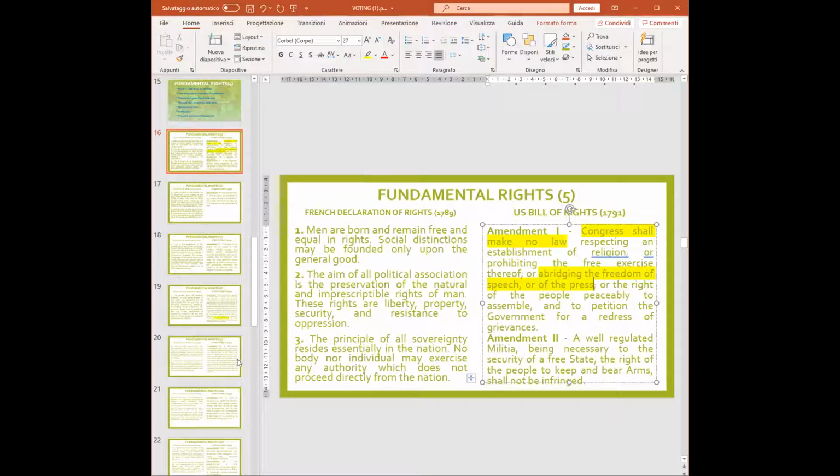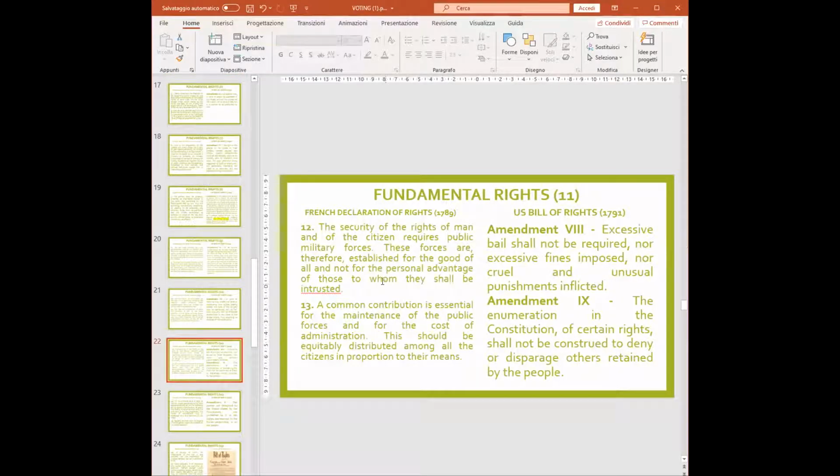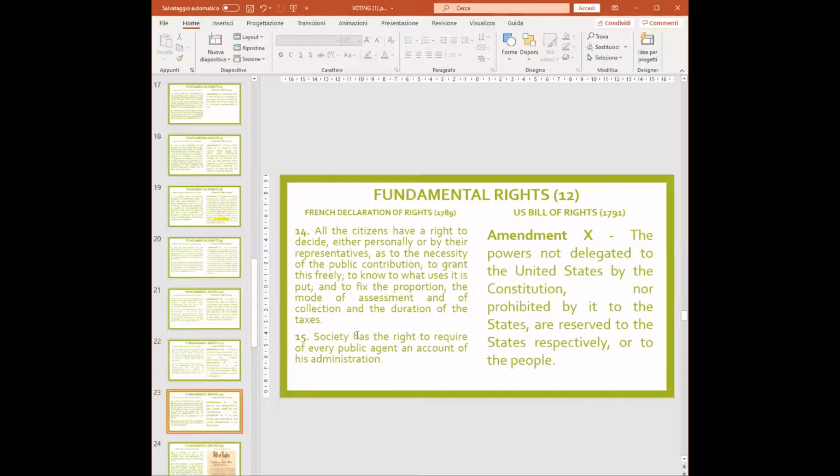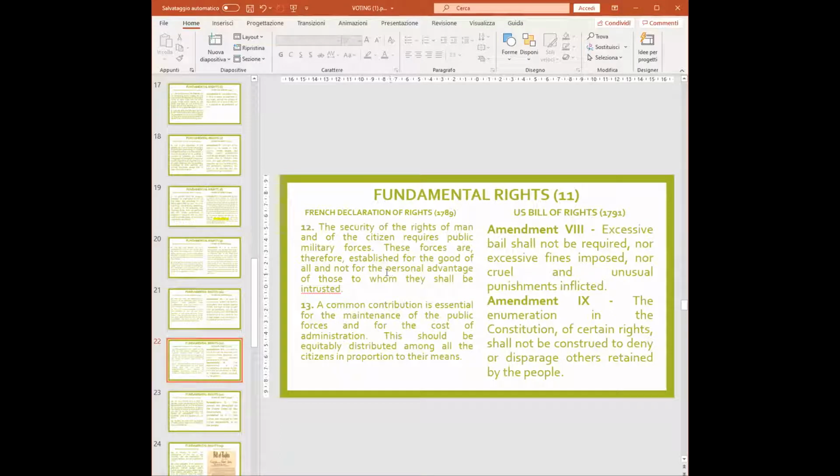Then let's go on with the French Declaration of Rights. Well, security of the rights of man and citizens requires a public military force, so this legitimizes police, and these forces are therefore established for the good of all and not for the personal advantage of those to whom they shall be entrusted. So that means that police cannot do whatever they want. And immediately we see that there is the right of resistance. Clearly, there is the right of citizens to resist unjust orders if you look at the first articles of the Declaration.